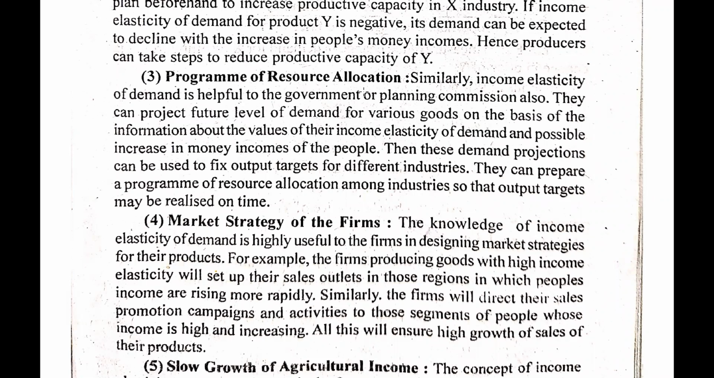Then the third point is program of resource allocation. By studying the income elasticity of demand, when companies get to know that in the future the income of the people will increase, then they can allocate their resources according to the product. They can decide what to produce, when to produce, and how much to produce, because they know what the situation and income of the people will be in upcoming time. If the company knows that the income of people will increase, then they will start producing more in the present time.